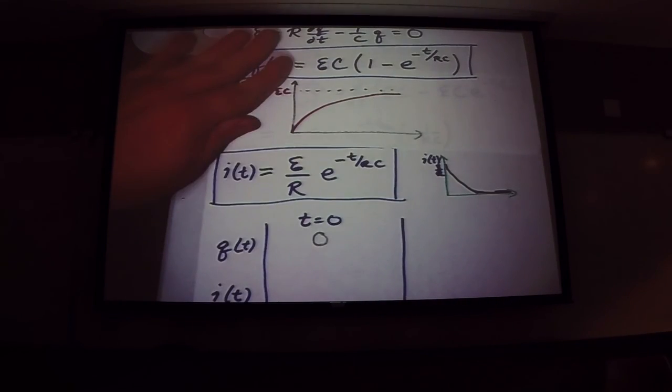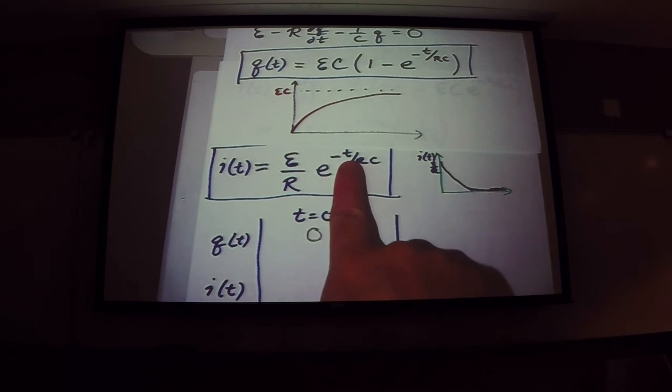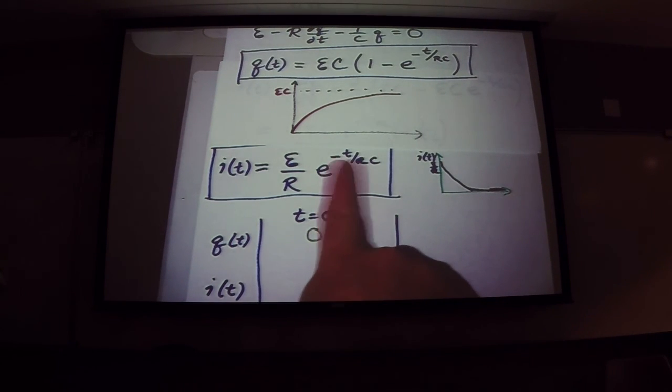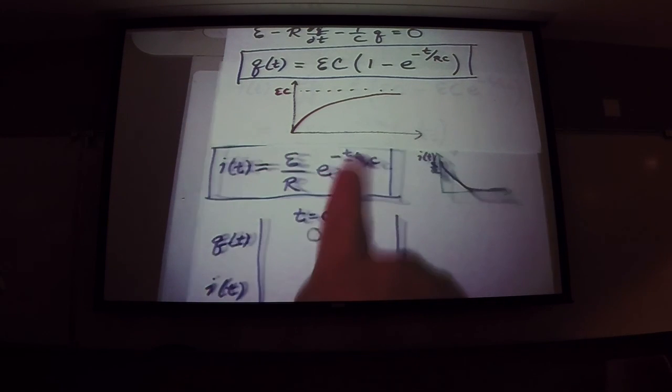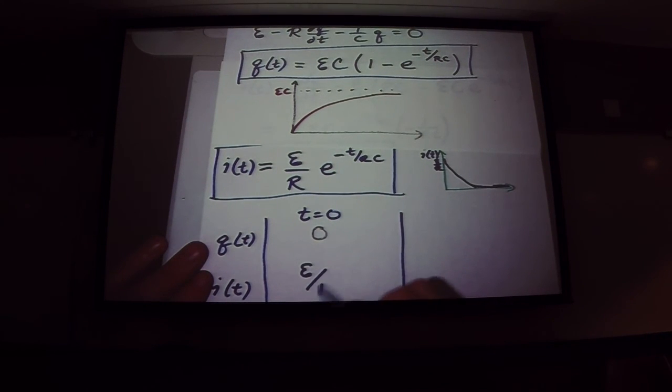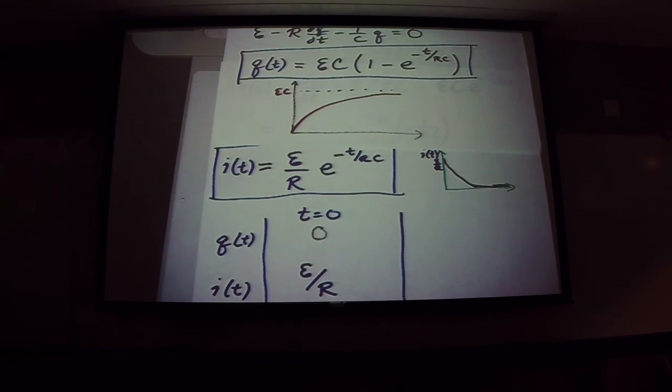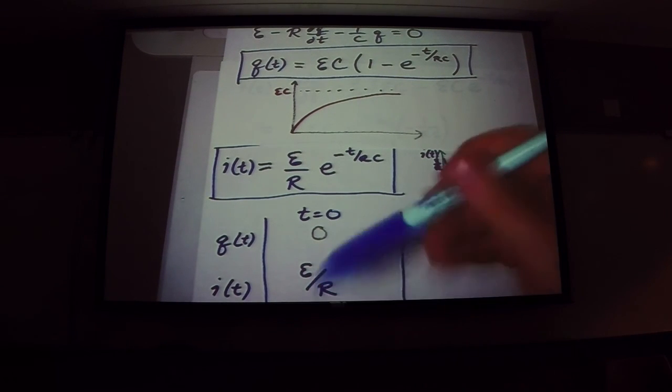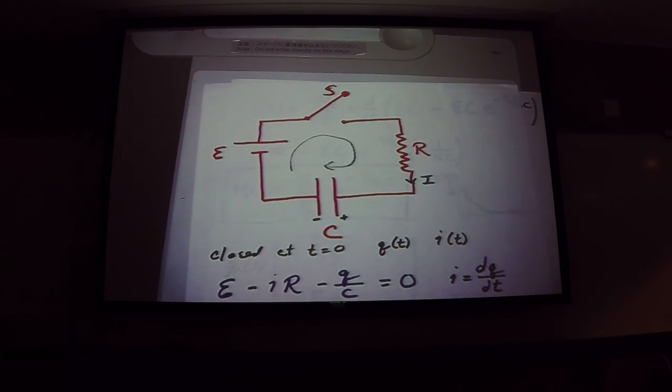Here's the current equation. Plug in 0 for t. Negative 0 is 0. 0 divided by RC is 0. e to the 0 is 1. 1 times E over R is E over R. Now notice that this current that you start out with at t equals 0 is just the voltage divided by the resistance. That would be the current in the circuit if the capacitor weren't even there.